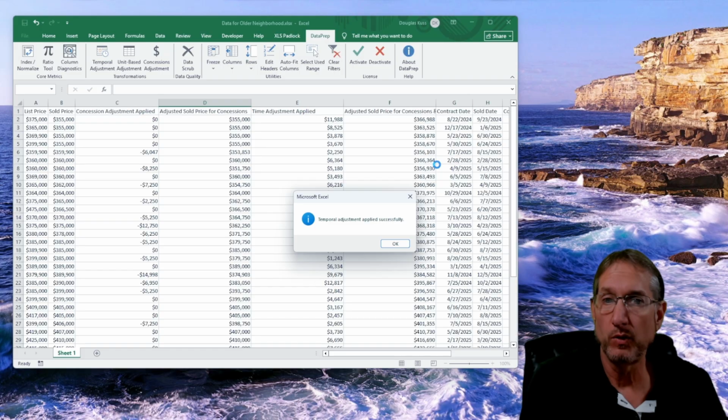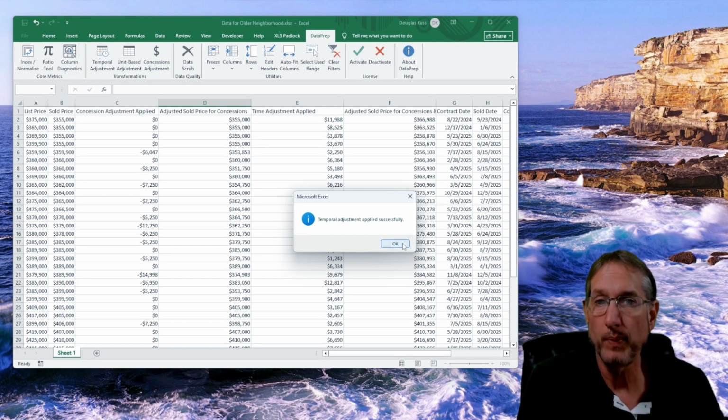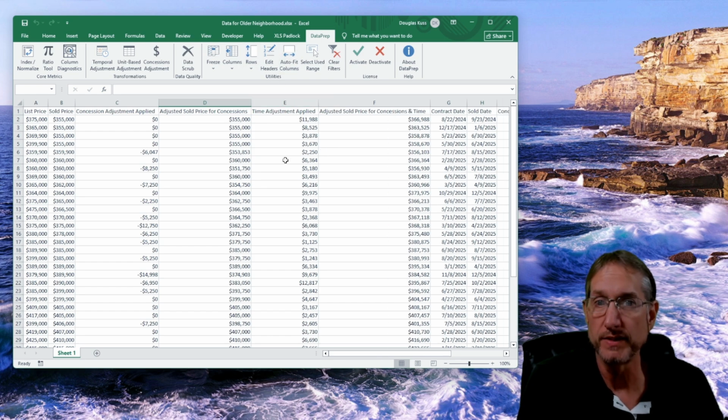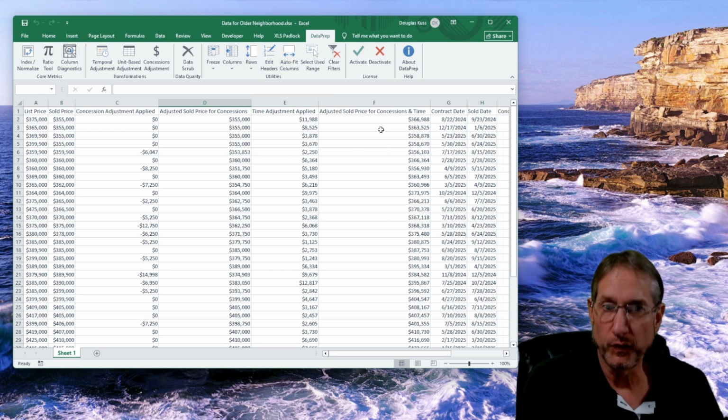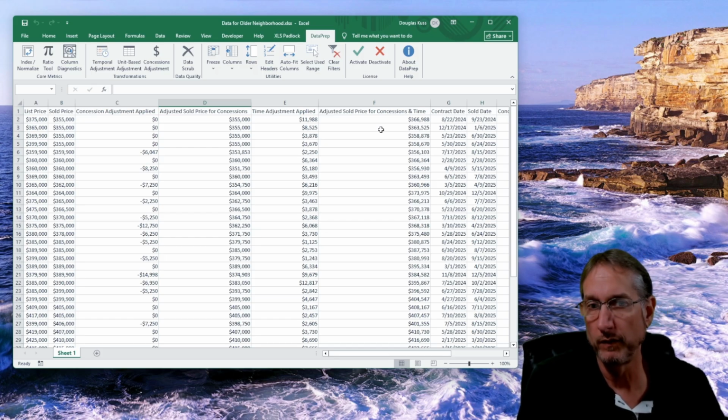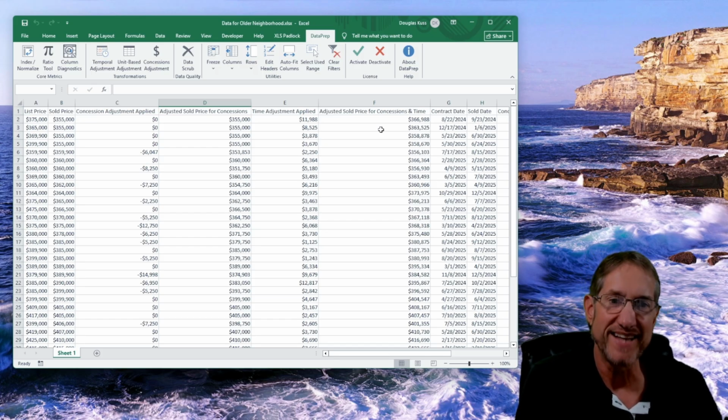This is so that we know exactly what's been applied and in what order. So now prices are fully normalized, first for concessions and now for time. So with market timing removed, we can finally look at site size without price pressure leaking into it.